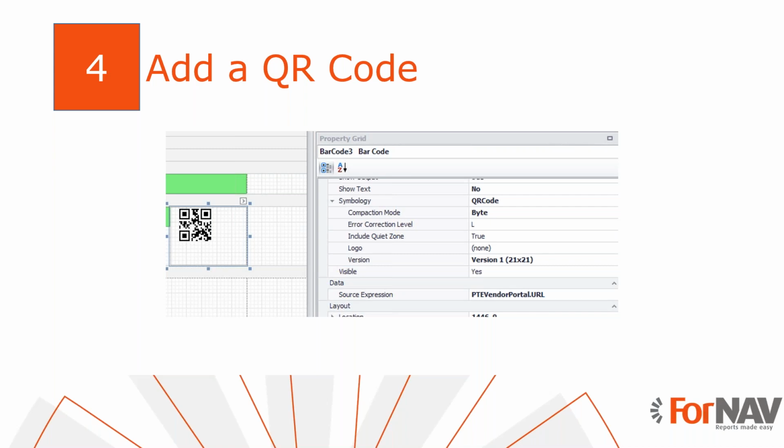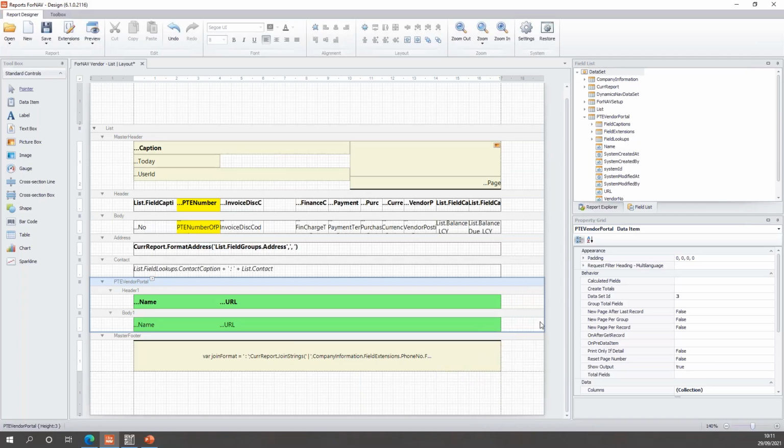Finally, we can display the URL as a QR code, so you can scan it from somewhere inside your company and go to the URLs. With ForNAV, we don't have to install any barcode fonts or write any code. We can just choose a barcode control and set the symbology to QR. So let's try that. Back to ForNAV.